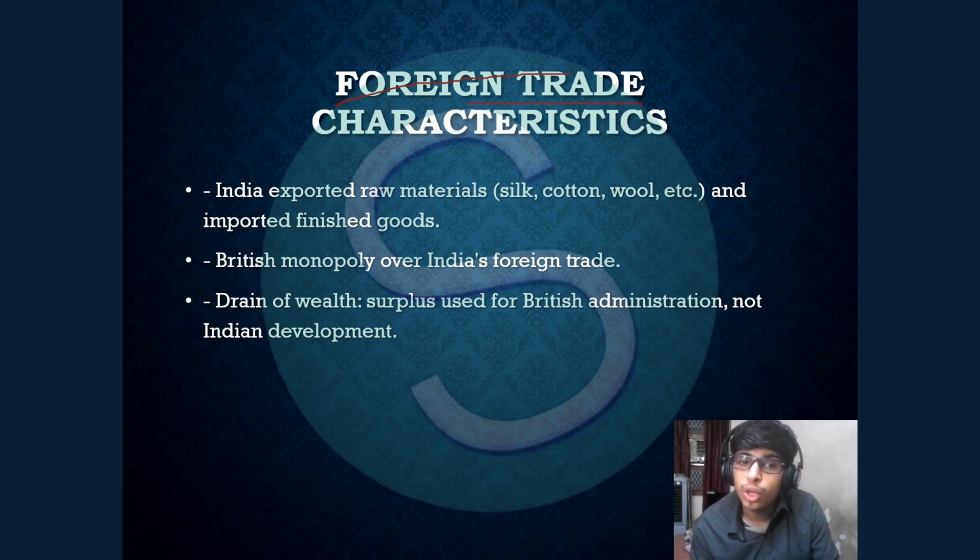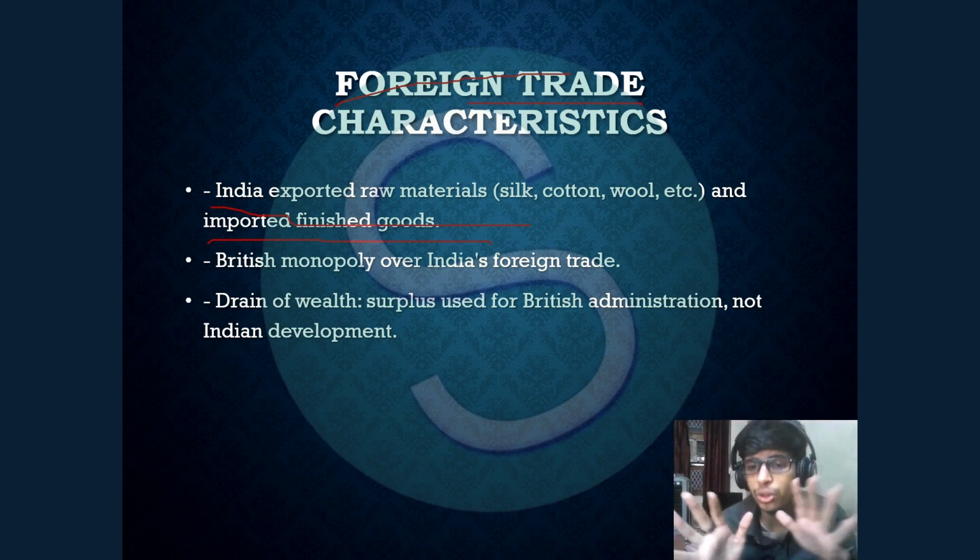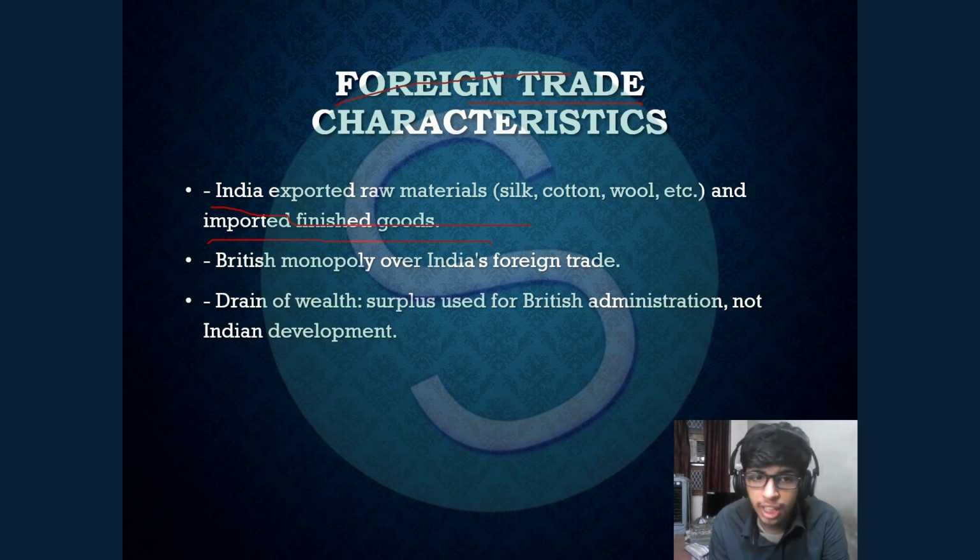India exported raw material and imported finished goods. As you know, that was the background of the country. It used to export raw material and import finished goods, and the British had a monopoly over Indian foreign trade. The British were the only ones who took charge of foreign trade, and they did not allow anyone else to take charge of it.